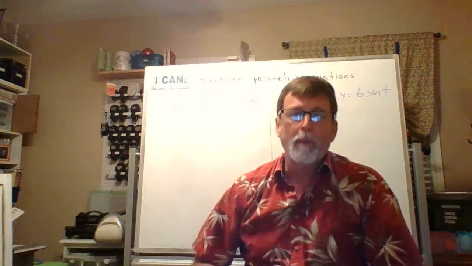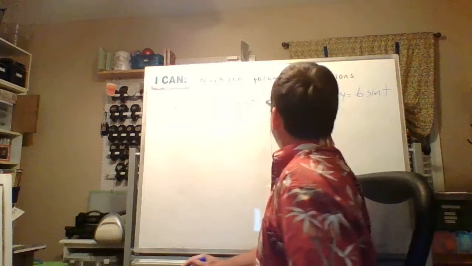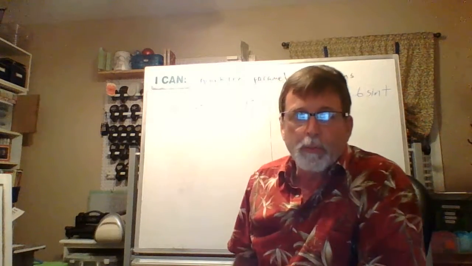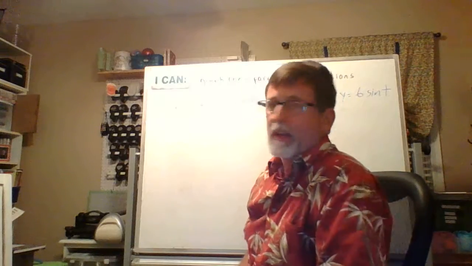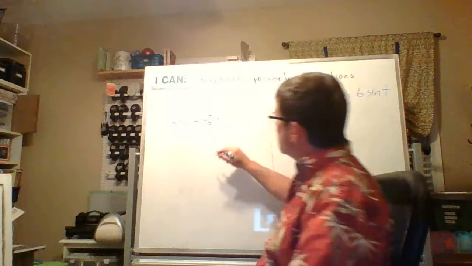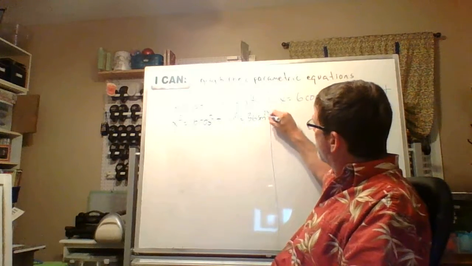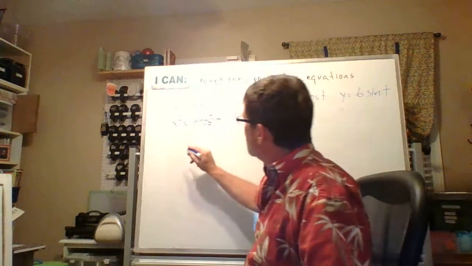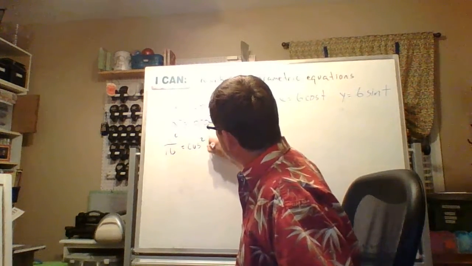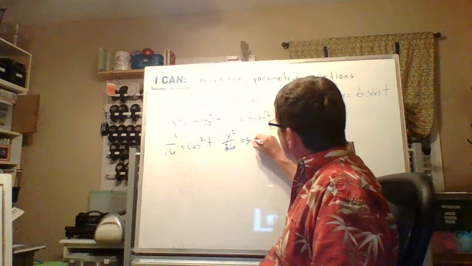Okay, so we want to graph parametric equations in the form like x equals 4 cosine t and y equals 6 sine t. The way we're going to do this algebraically is we're going to begin by squaring both sides. So I'll get x squared equals 16 cosine squared t. Y squared is equal to 36 sine squared t. Now I'm going to divide by 16. I'll get x squared over 16 equals cosine squared t, and y squared over 36 is equal to sine squared t.